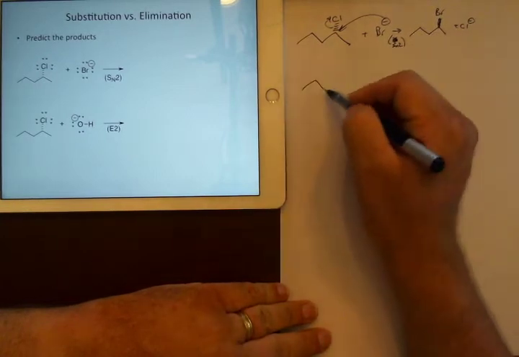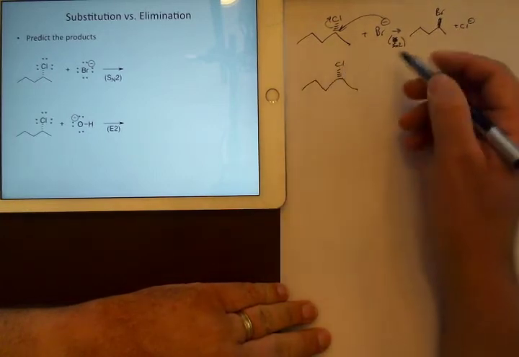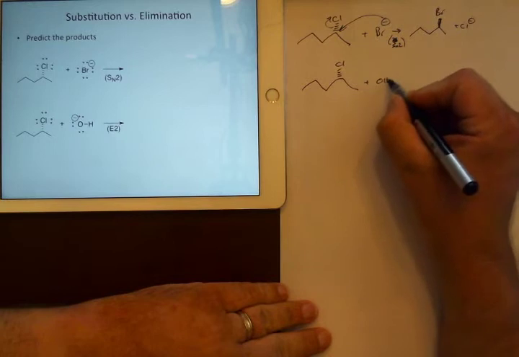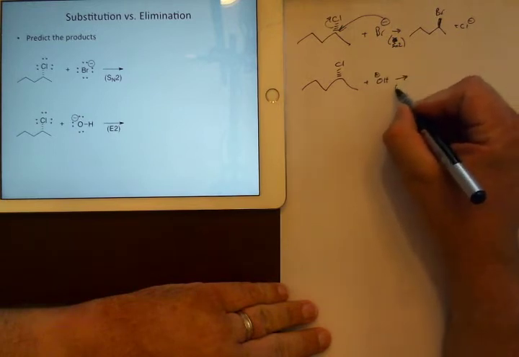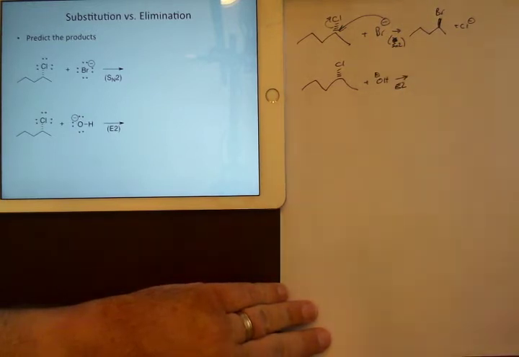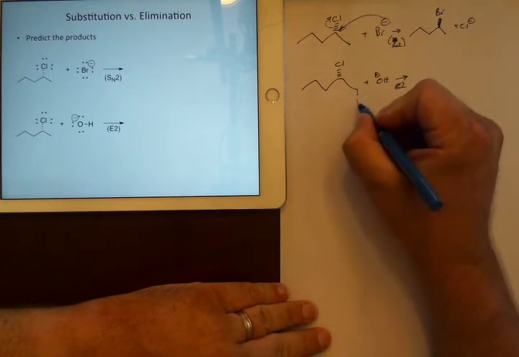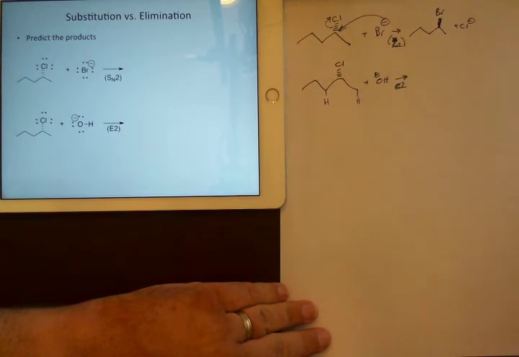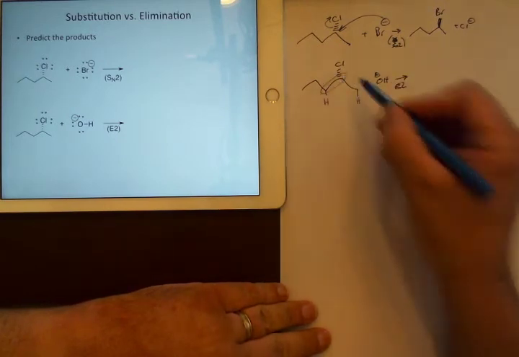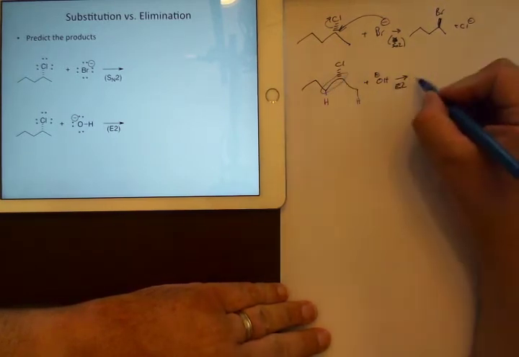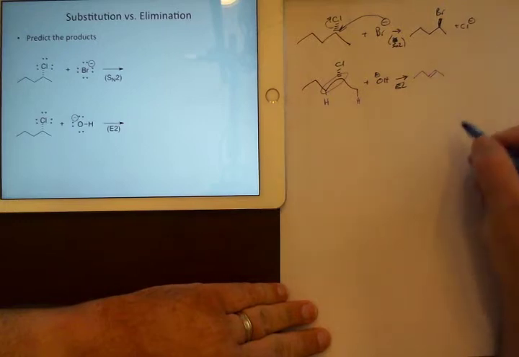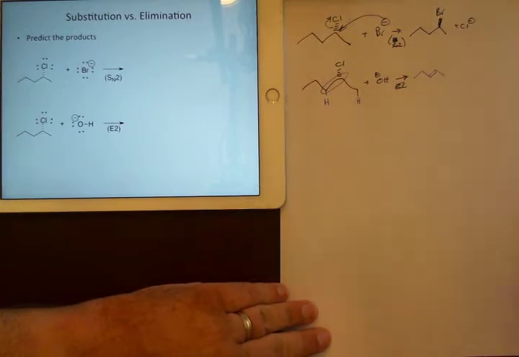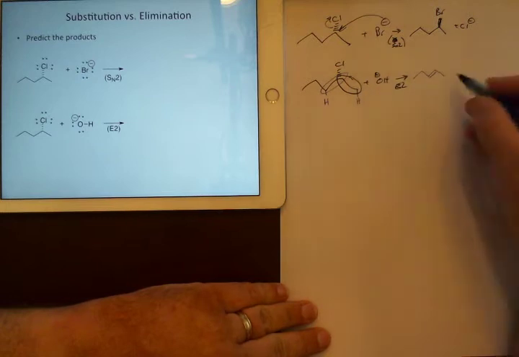Now we take that same product plus OH minus, and I say, okay, I want to see the E2 products. So here you're going to look at, is there a hydrogen here? Yep. Is there a hydrogen here? Yep. So if you're going to make the double bond between these two carbons, it's going to look like this. If you're going to use these two carbons, it's going to look like this here.